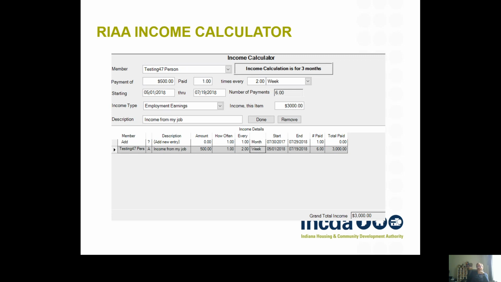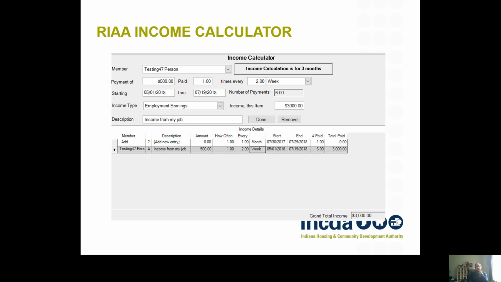So here is an example of what the income calculator looks like in RIAA. Again, this is going to be different in EAP Connect, which we are going to be transitioning to. But this just shows how within our database, if you have a recurring payment, it's easy to enter that recurring payment and the recurrence on it, and actually have the system calculate your total 3-month income for you rather than calculating it by hand.